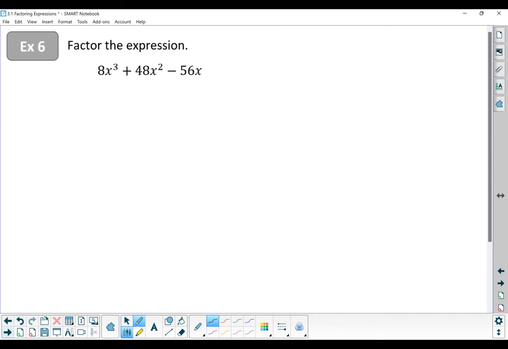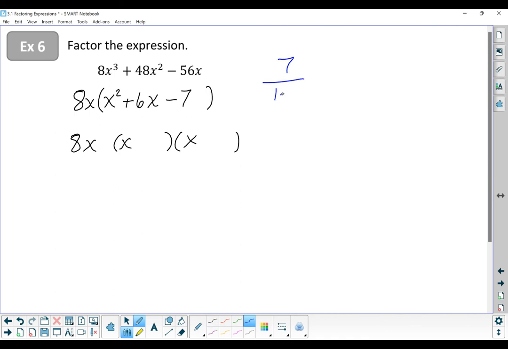Okay, last one. We've got an expression 8x to the third plus 48x squared minus 56x. Hopefully you noticed right away that they all have an x in common. They all also have an 8 in common. So we're factoring out an 8x. That leaves us with x squared plus 6x minus 7. We want to try to factor that trinomial now. So we're going to lead with x's, and our number at the end is a 7. So the only way to get a 7 is 1 times 7.